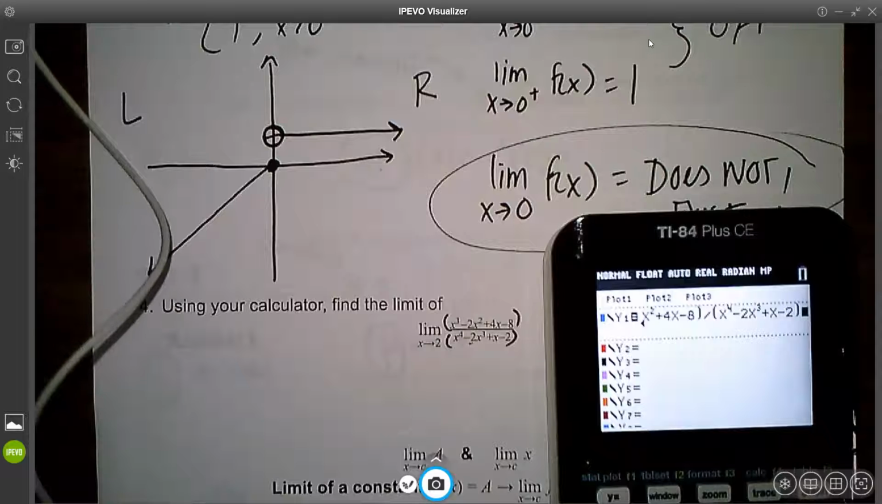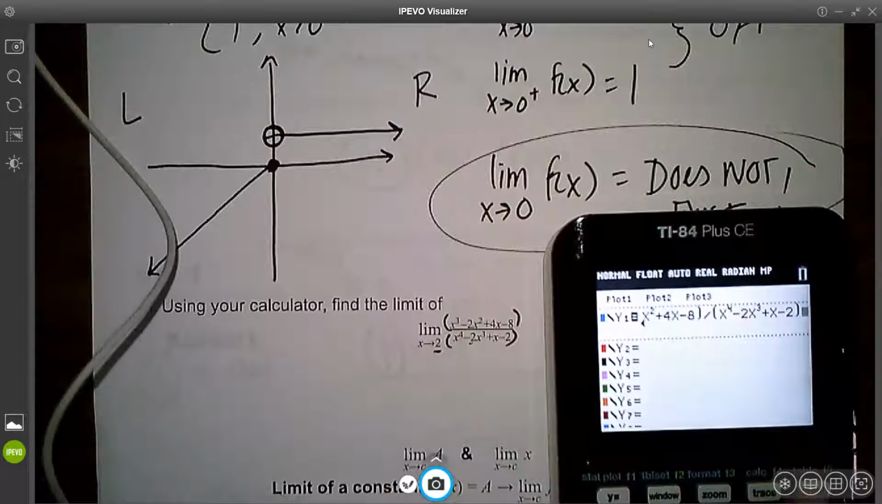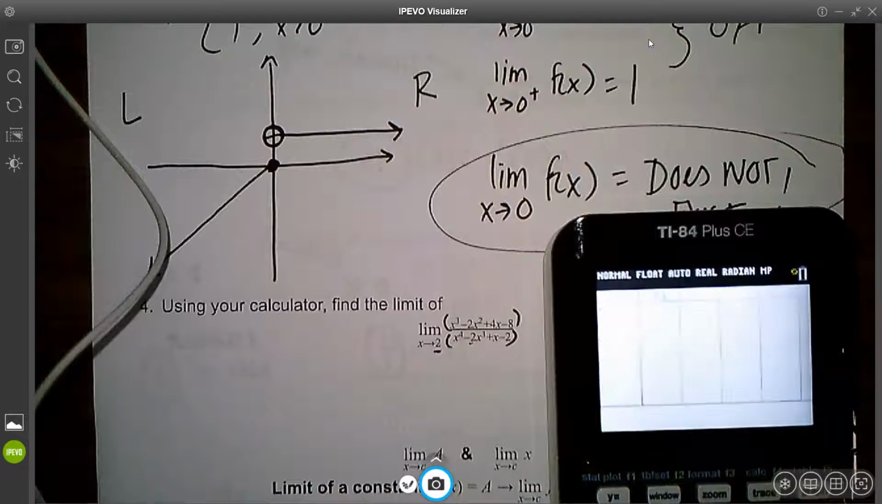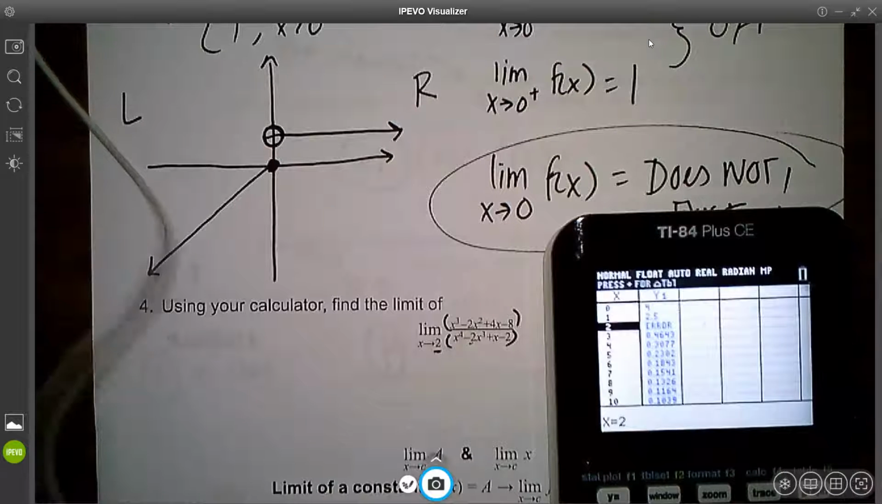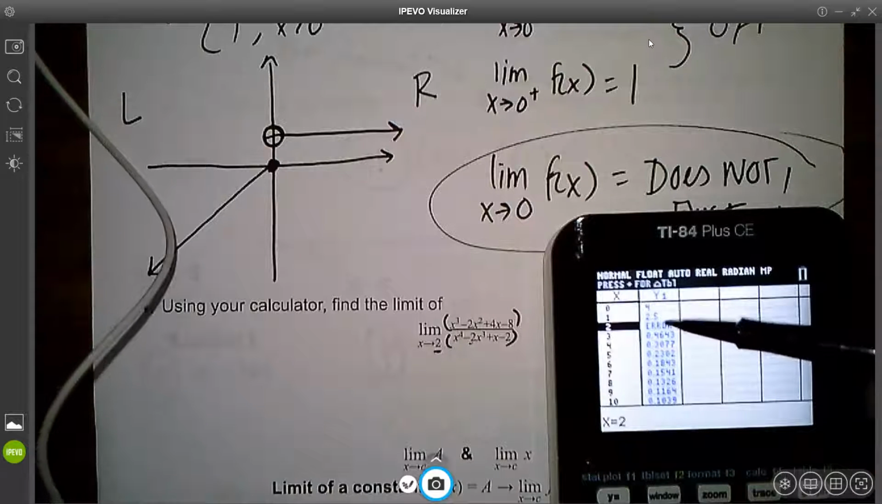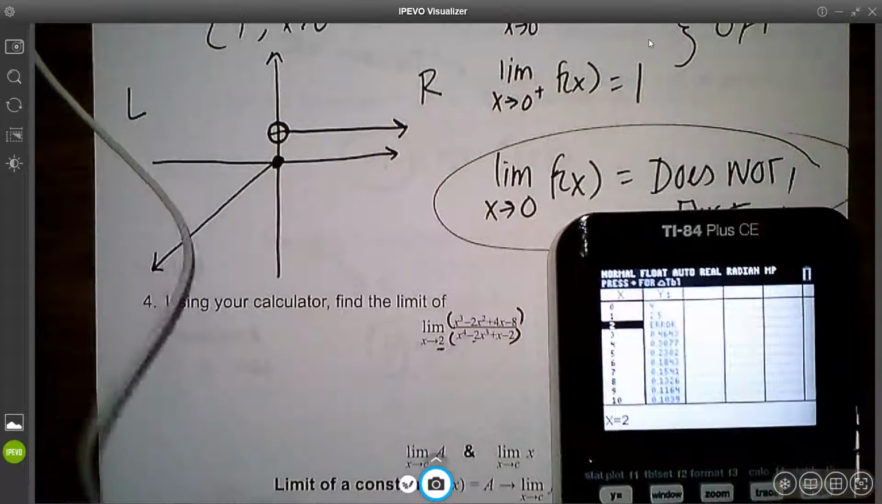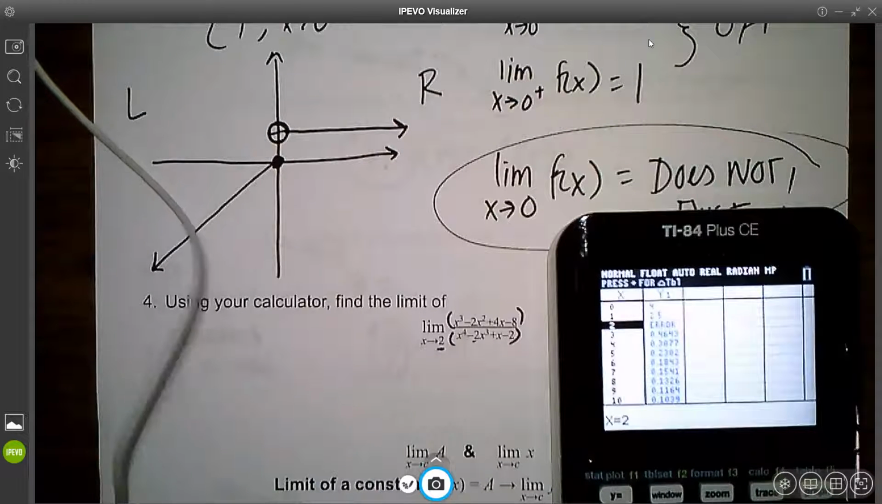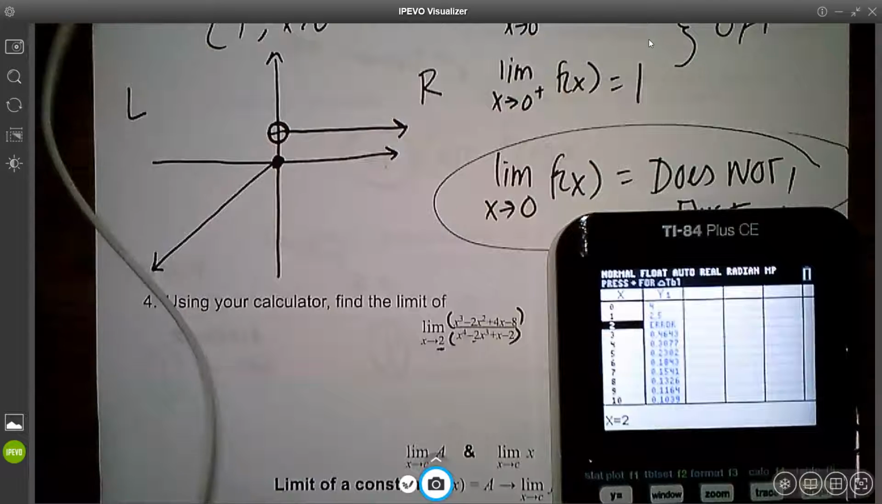And then I want to look at my table. I want to look at what's happening as x gets closer and closer to 2. So I'm just going to look at my table here without adjusting anything. And at 2, from the left, I'm at 2.5. And from the right, I'm at 0.46. Well, it can still get closer and closer. So I just need to zoom in and verify what's happening here.